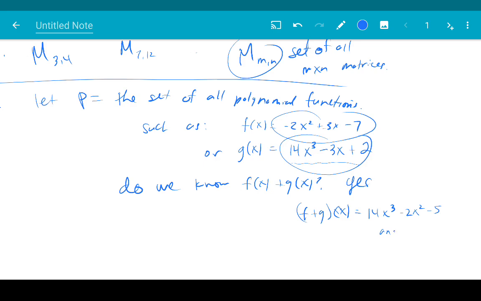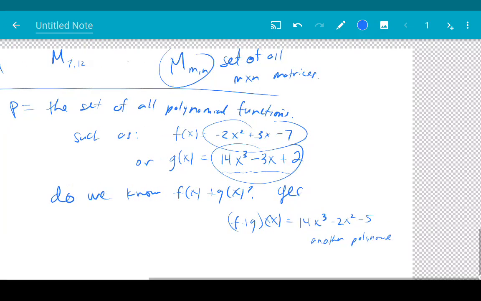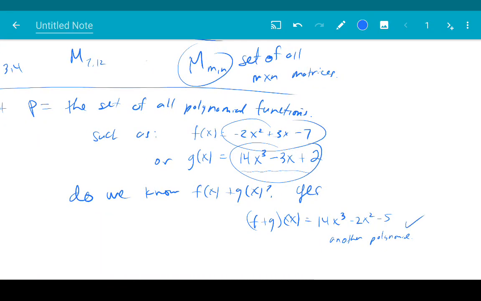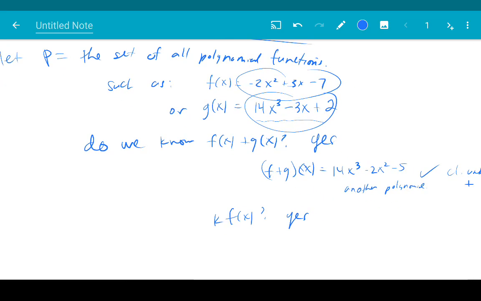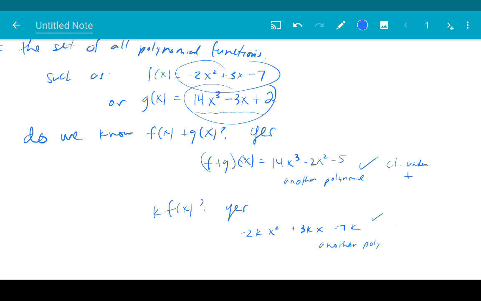But this is just another polynomial. Whenever you add two polynomials, you get another polynomial. Therefore, the set of all polynomials is closed under addition. And what about multiplying by a scalar? Does it make sense to take k times f of x? Yes, it does. It would just be negative 2k x squared plus 3k x minus 7k. It's just another polynomial. And since P is the set of all polynomials, it must be in that set, and therefore it's closed under scalar multiplication.